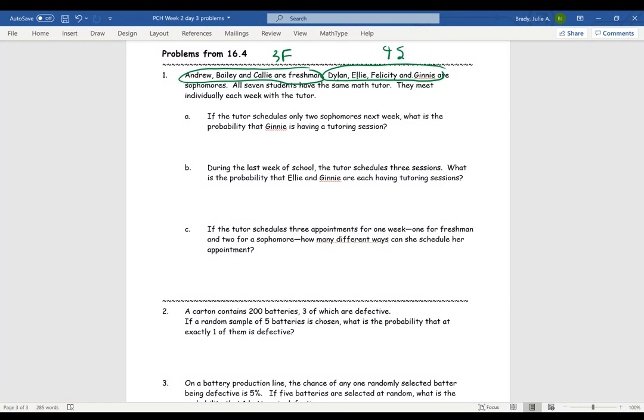Okay, let's see. The tutor schedules only 2 sophomores next week. What's the probability that Ginny's having a tutoring session? Okay, so I think we can do this by partition because really you're just choosing from the sophomores. And how would you split the sophomores, or partition the sophomores, so you guarantee Ginny's got a session?